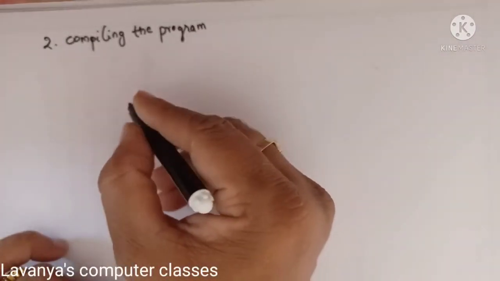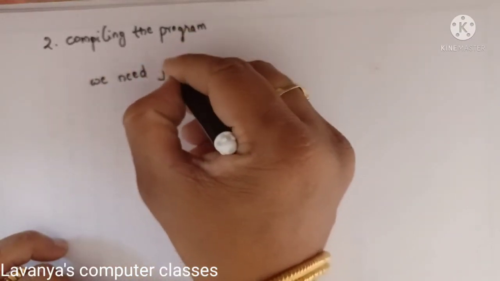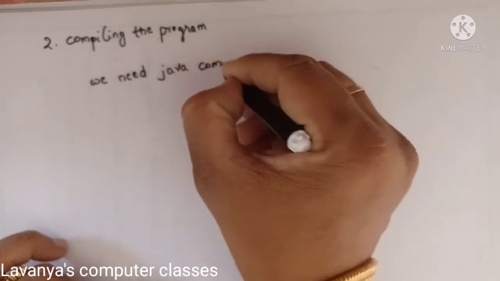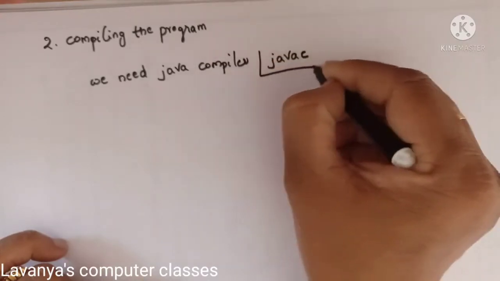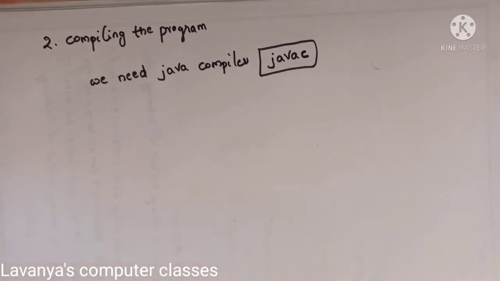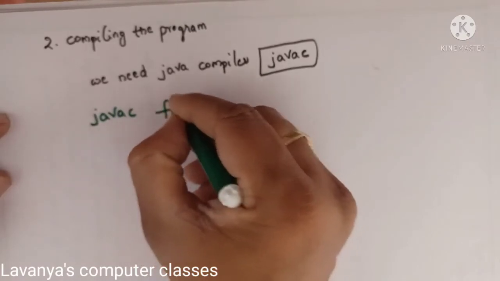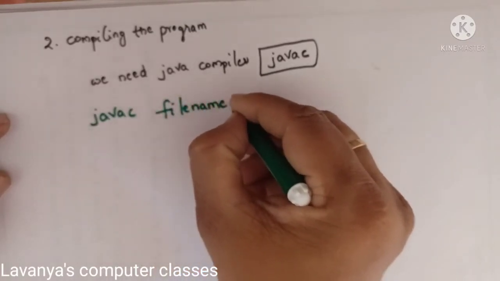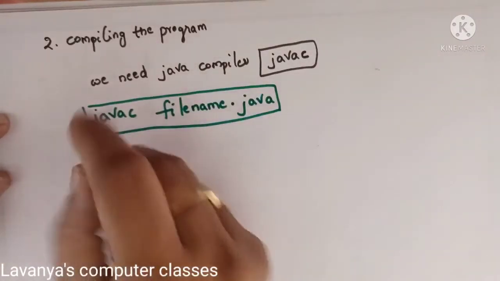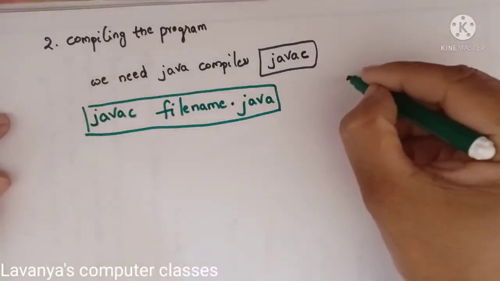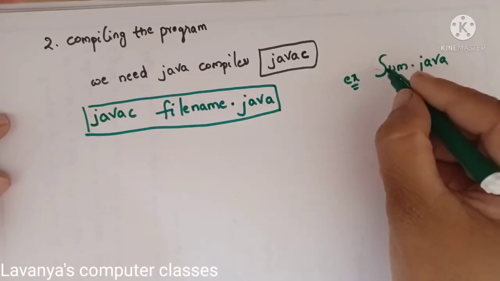For compiling the program, we need a compiler. We need the Java compiler, that is javac. Javac is the Java compiler. So how to compile the program: the syntax is javac filename.java. Already we saved with one file name, that file name .java. This is the syntax of compiling. Javac is a compiler. Which file you want to compile? That file name .java.